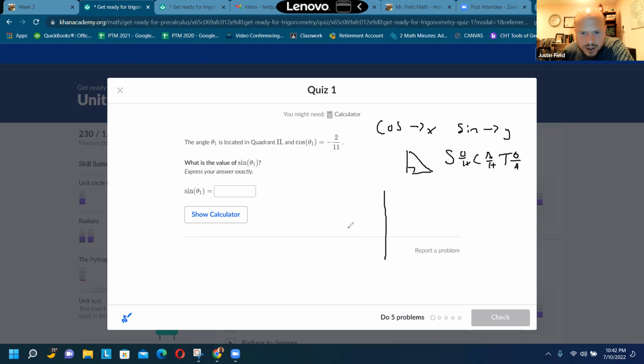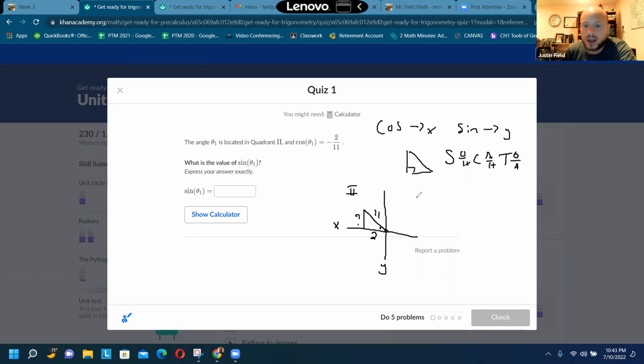So let's draw our picture, and we're in the second quadrant, which is right here. What's negative in the second quadrant is our x value, but the y is still positive. And the cosine is -2/11. It's adjacent over hypotenuse. And so our vertical side there is unknown. But how can we figure it out?